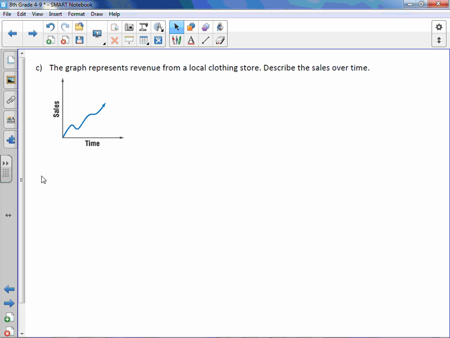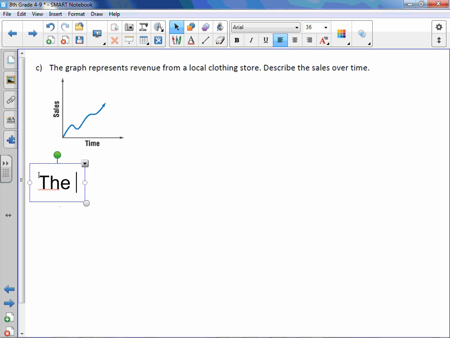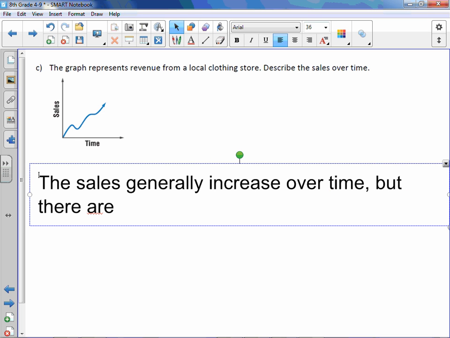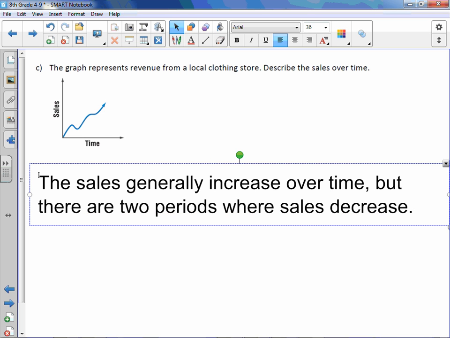Letter C. The graph represents revenue from a local clothing store. Describe the sales over time. Well, in this graph, we do see it increasing really throughout the whole graph. However, there are a couple dips in there where it did not increase. So, the sales generally increase over time, but there are two periods where sales decrease.